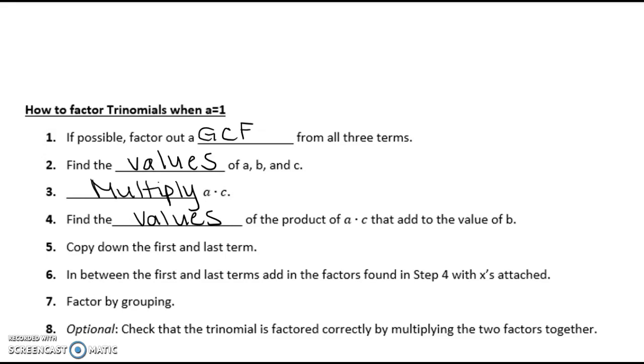You're going to copy the first and last term. In between the first and last term, you're going to add the factors found in step 4 with the x's attached. And then we're going to factor by grouping. You could also check that the trinomial is factored correctly by multiplying the 2 factors together.